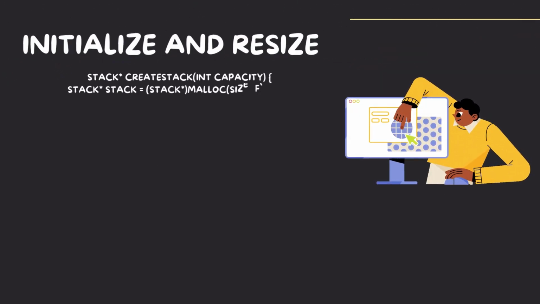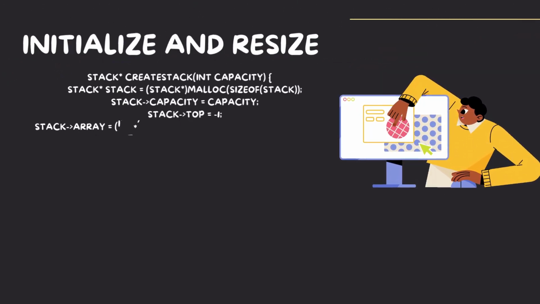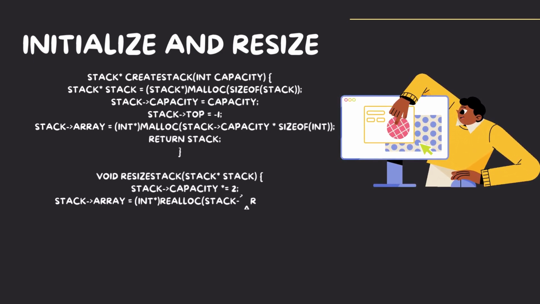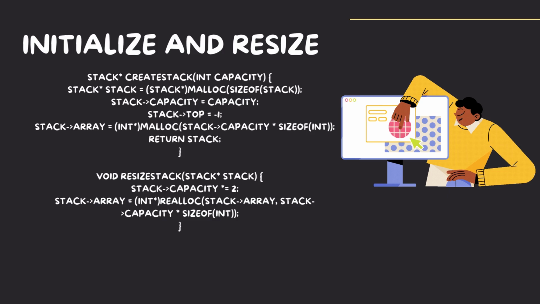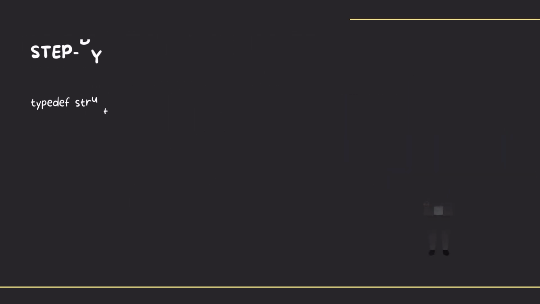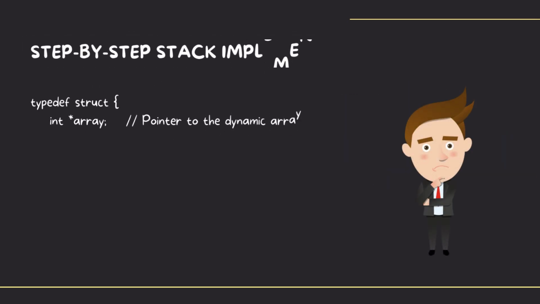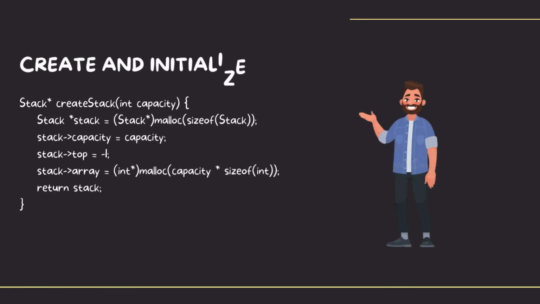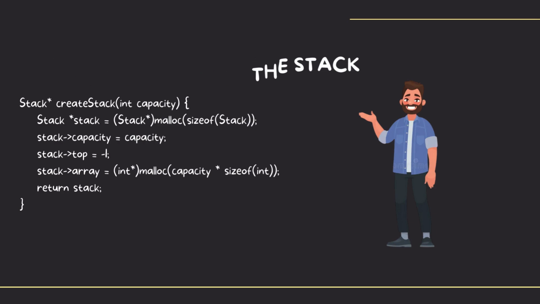Initialize and resize. Next, we initialize the stack with a fixed capacity and implement a function to resize the stack dynamically when it's full. Step-by-step stack implementation in C. First, we define a structure to hold the stack data, top index, and capacity. Next, we allocate memory for the stack and its dynamic array, setting its initial capacity.